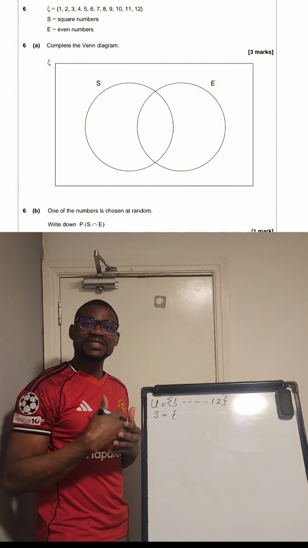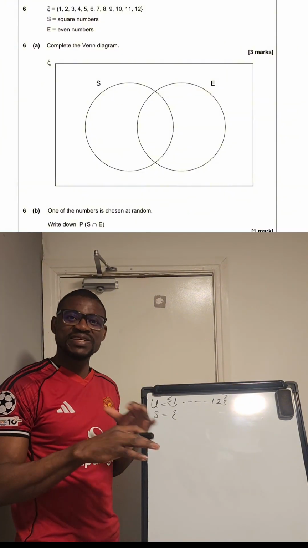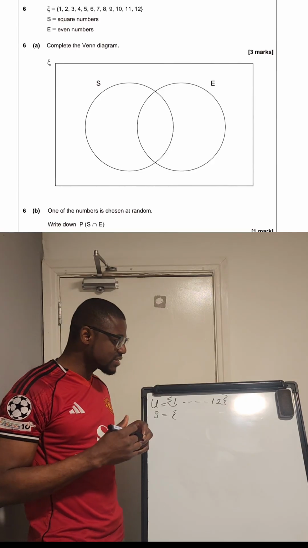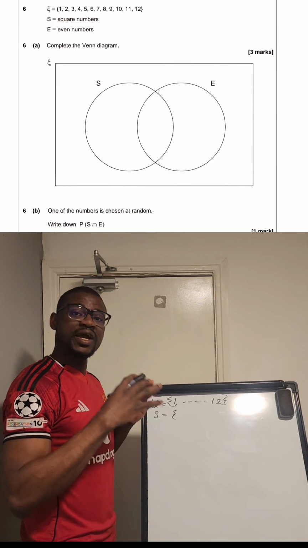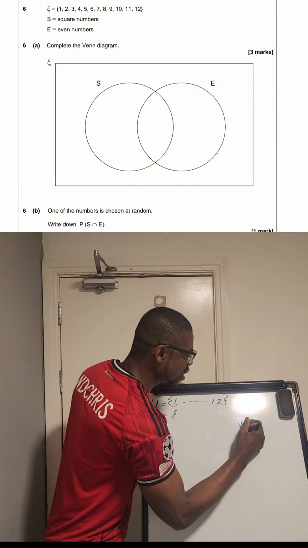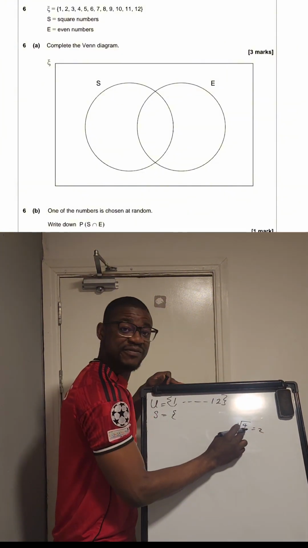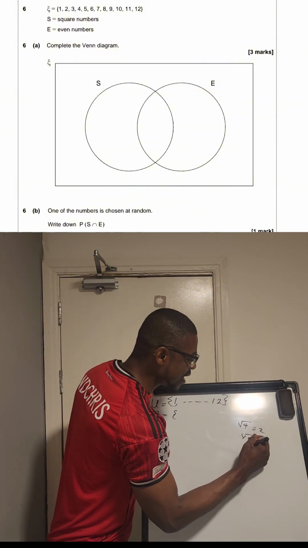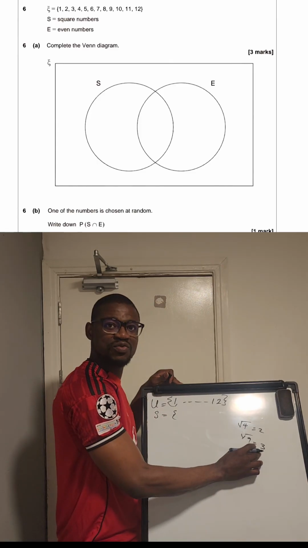A perfect square is a number whose square root leaves no remainder. That is, a number that will give you a positive whole integer. For instance, the square root of 4 is 2, so 4 is a perfect square. The square root of 9 is 3, so 9 is a perfect square.